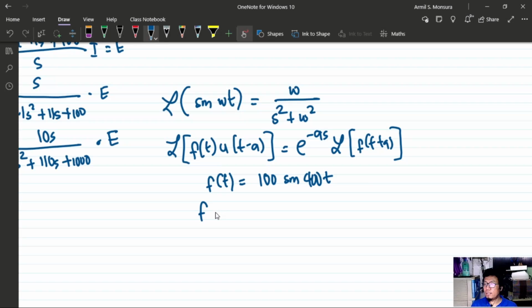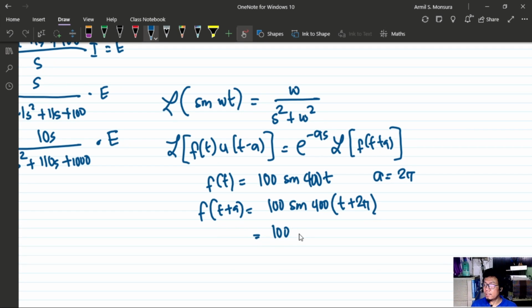then f of t, and here take note that a is 2 pi. So f of t plus a, therefore, is 100 times sine of 400 multiplied to t plus 2 pi. Or basically this is 100 sine of 400t plus 800 pi. Now let us inspect what happens to this 400t plus 800 pi.